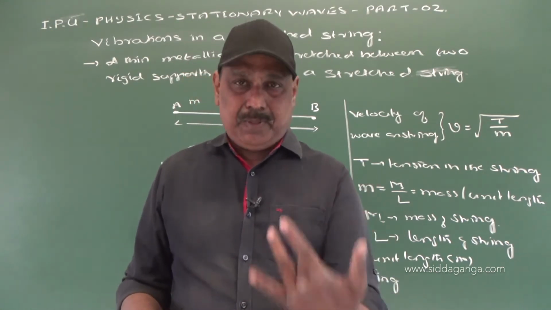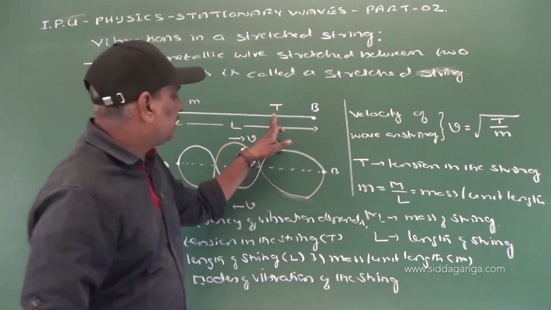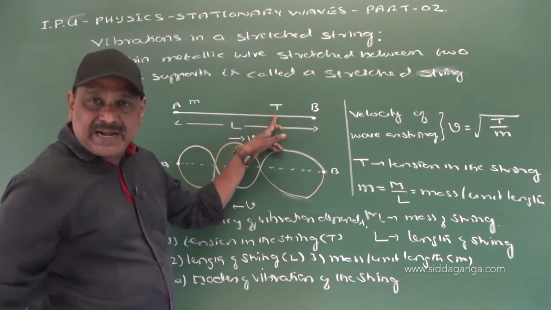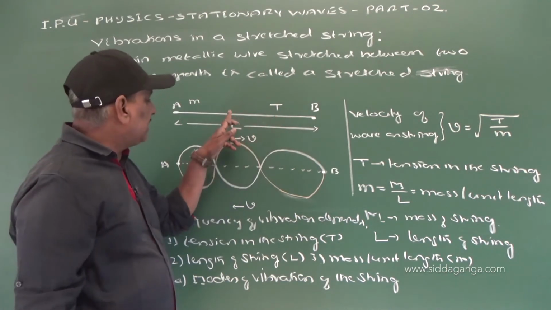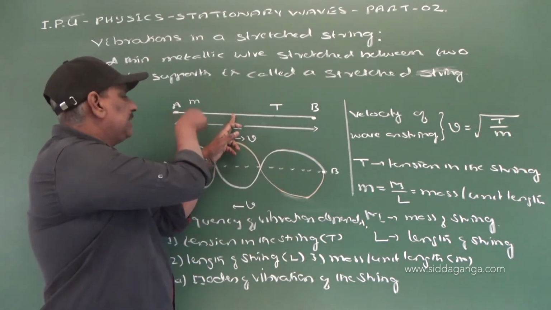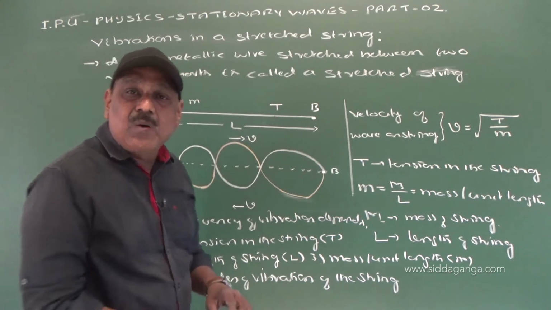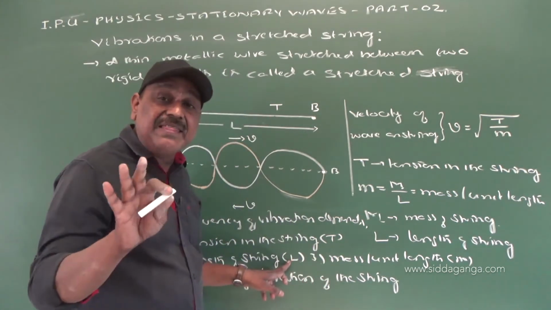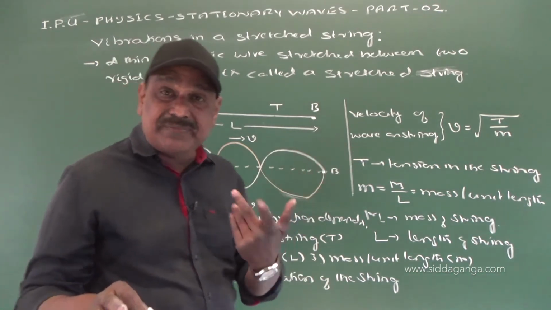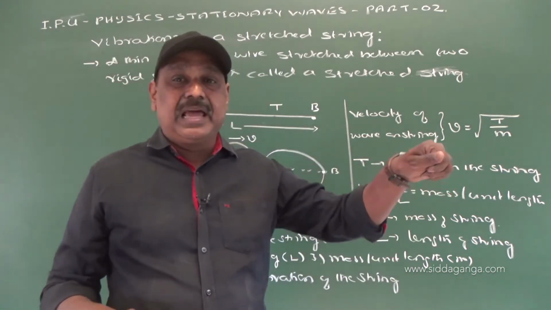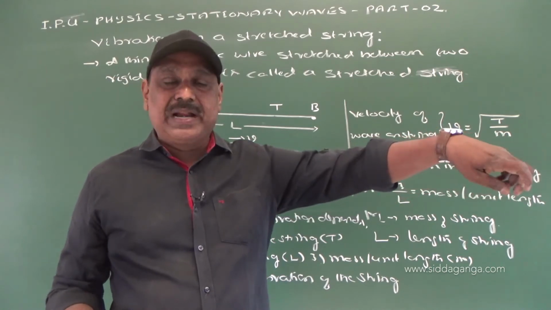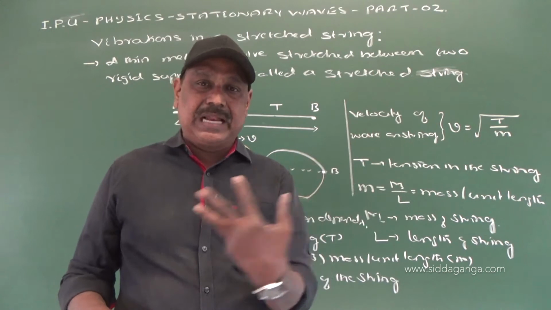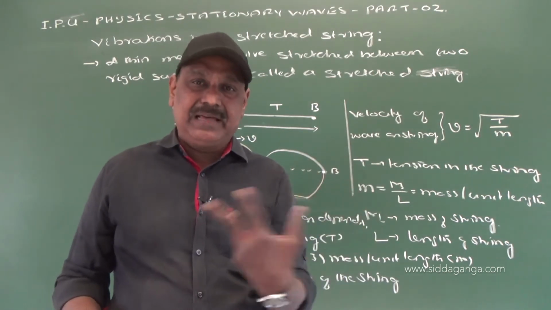When the string is pressed at this point, only this length of the wire vibrates. When it is pressed here, only this length of the wire vibrates. Therefore, they can change the length of the wire with the help of the left hand. With the help of the screw at one end of the string, they can vary the tension, and using the left hand, they can vary the length.